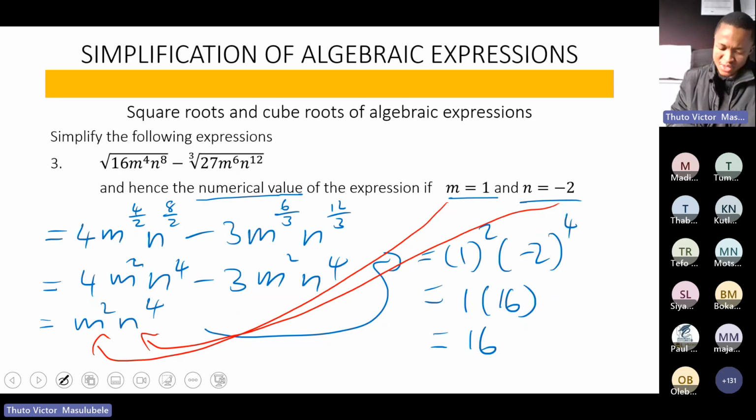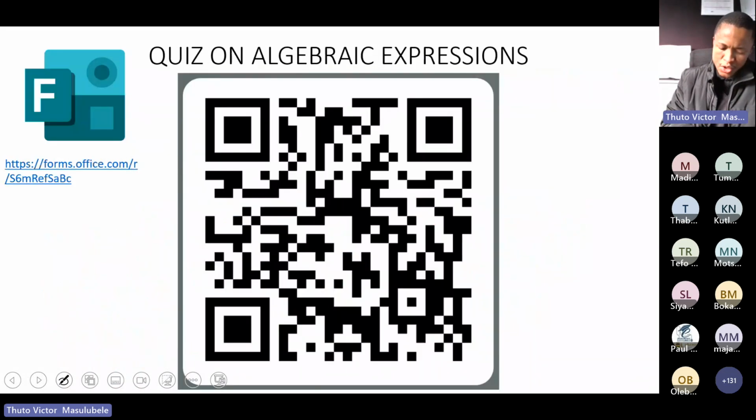Now, I think that brings us to the end of our session today. It was quite a packed session. I hope you were able to follow at any given time. So with that, we have a quiz, grade 8 learners, on algebraic expressions. It's basically all the concepts that I have presented on in this lesson. It's a 10-mark quiz that you can quickly go through and check whether you understand the concepts thoroughly.